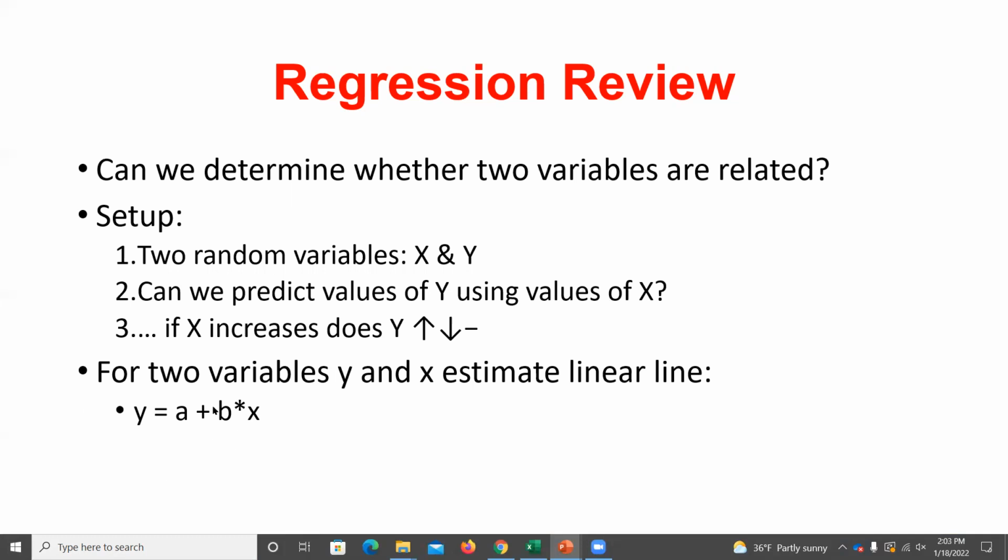If X is 0, A here would be the intercept, where this variable Y starts out if X is at 0, because no matter what B is here, anything times 0 is 0. And so A is our starting off point. B is going to represent the slope of the linear equation. We can also think about B as really telling us the relationship between X and Y.